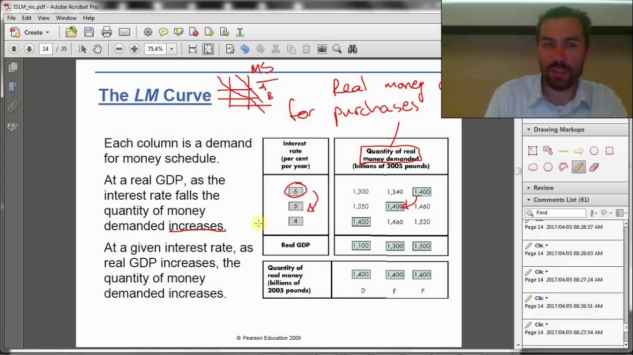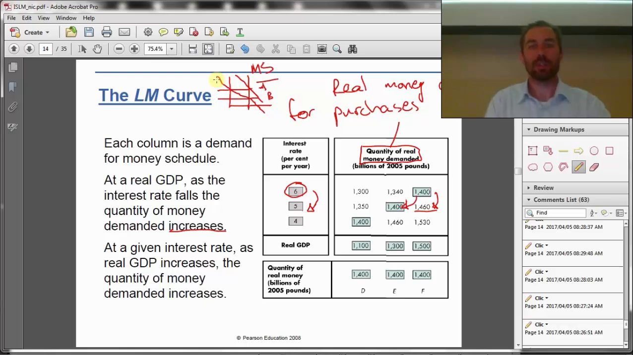What they're saying is, in fact, as the interest rate goes down, obviously we're comparing 1400 to 1460, the quantity of money demanded would increase. In other words, we'd be moving from point A to point B. As the interest rate goes down, we move from point A to point B. The quantity of money demanded would increase if interest rates fell. However, point B is not a point of equilibrium.